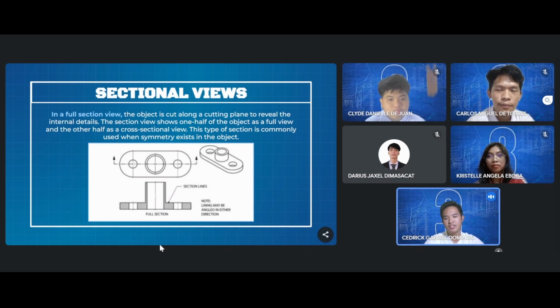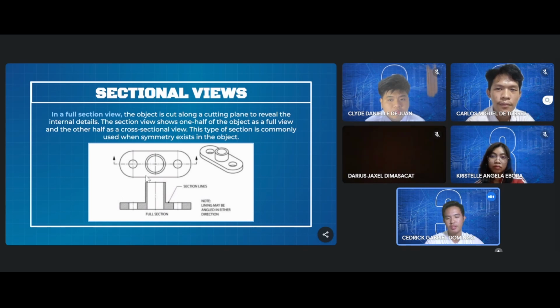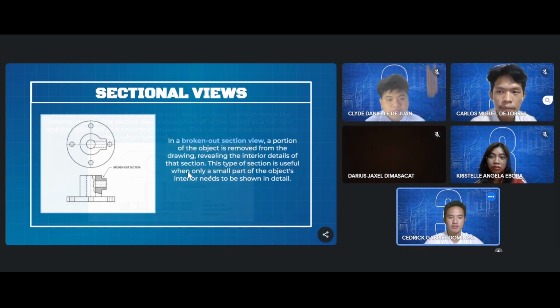So as we can see here in the figure, the cutting plane line is placed in the middle of the figure as shown in the previous drawing. So the cut will be made in the middle of the object to show the internal structure of the figure. Next.